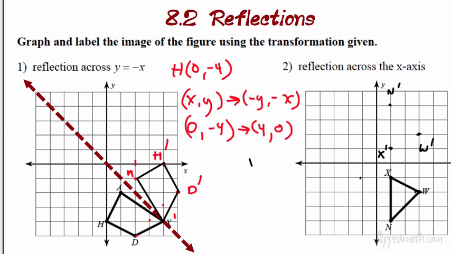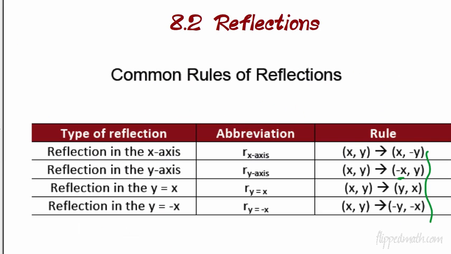We'll make a nice little line that'll show our reflection in the x-axis. Okay, you could also use the rule on that one: (x, y) goes to (x, negative y). So the rules are right here. You can always memorize them.